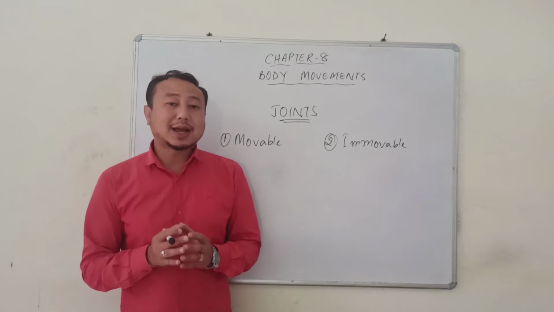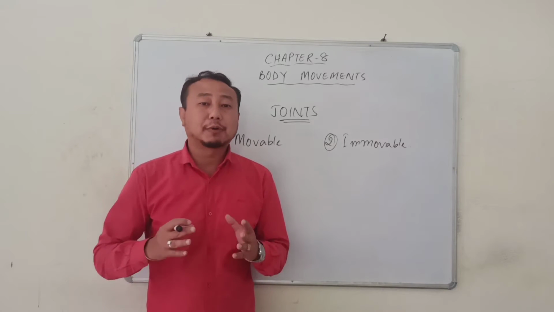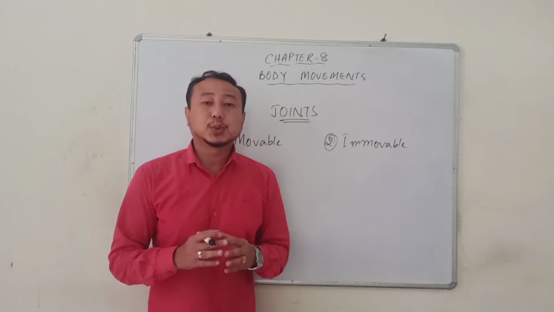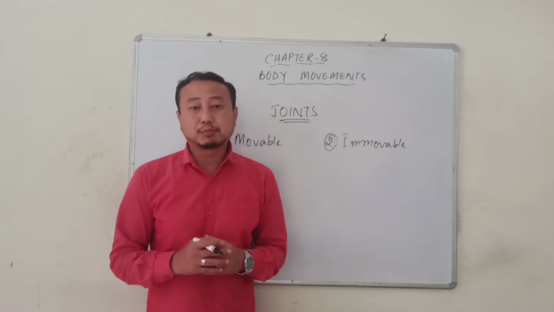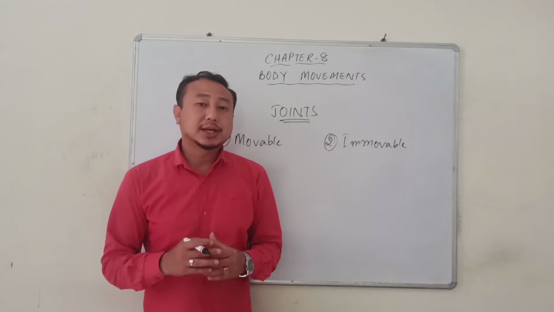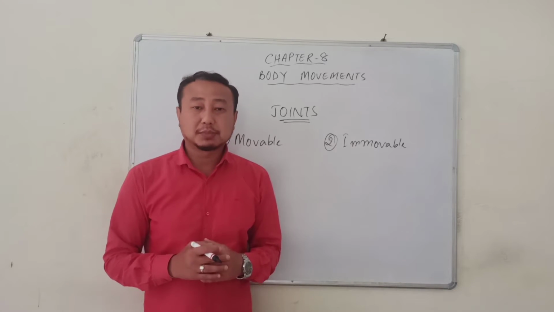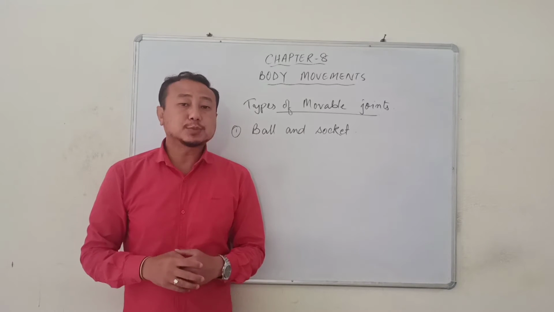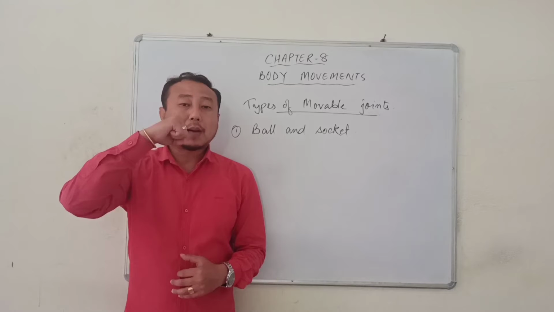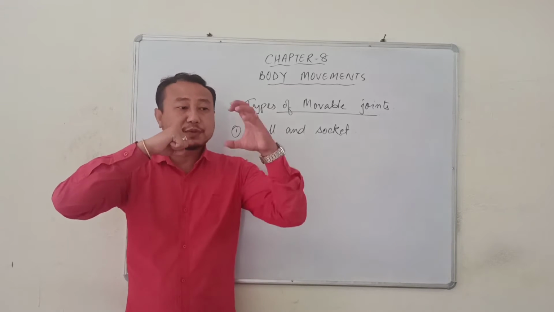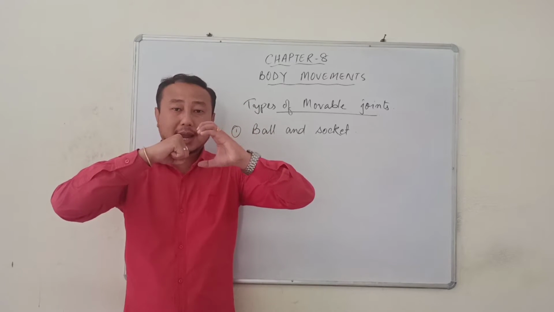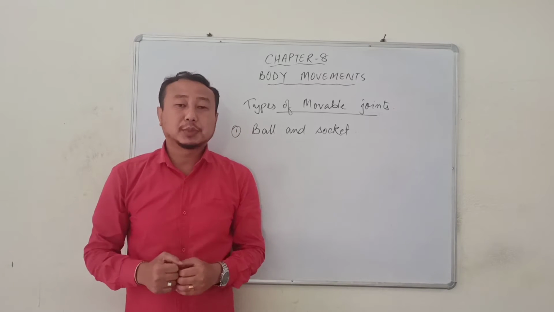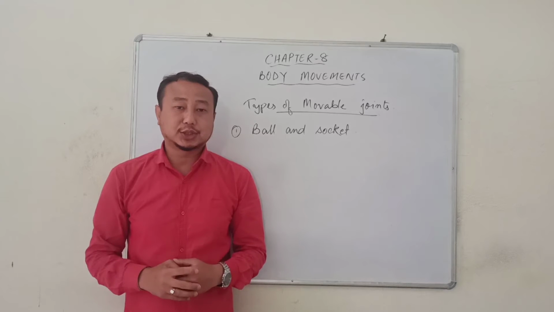Movable joints are the type of joints which allow the movement of body parts, while the other immovable joints are the type of joints which don't allow the movement of those body parts. So let us see the different types of movable joints one by one. The first type of movable joint is the ball and socket joint. In this ball and socket joint, one ball-like end of one bone will be fitted in a cup-like structure end of another bone. This type of joint allows the movement of body parts in every direction, in all the directions.